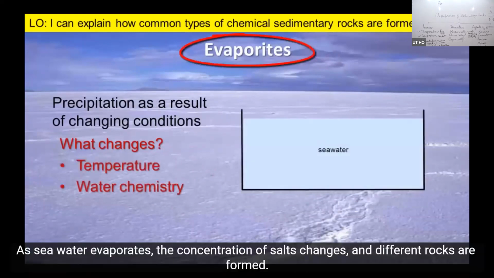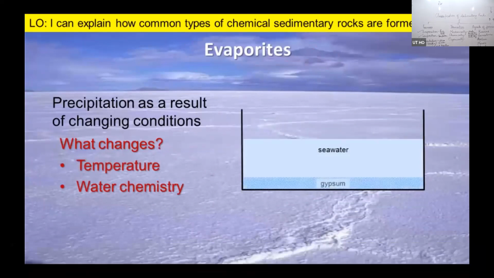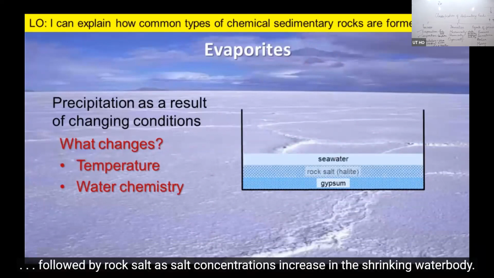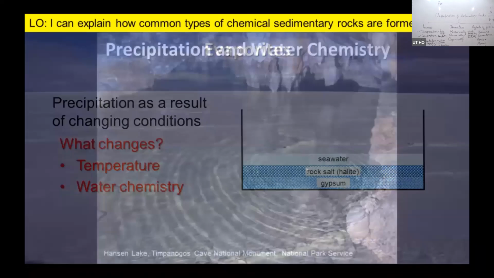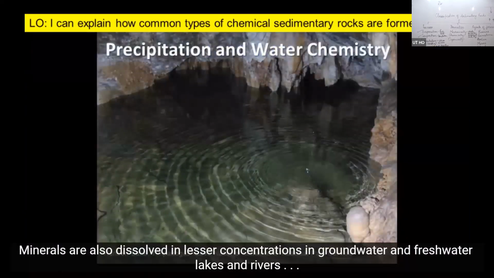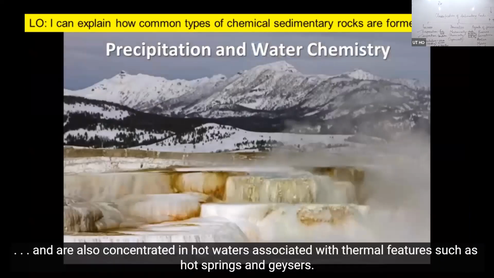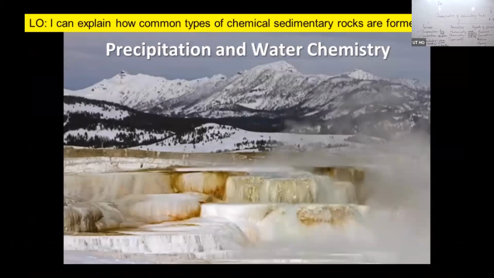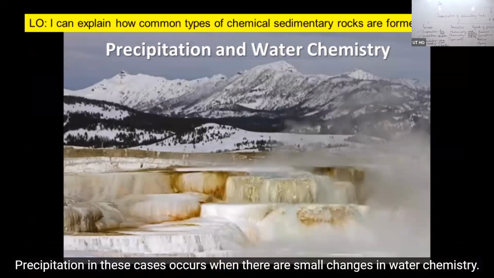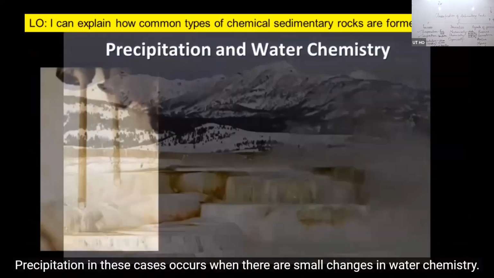As seawater evaporates, the concentration of salts changes and the different rocks are formed. Gypsum will precipitate first, followed by rock salt as salt concentrations increase in the shrinking water body. Minerals are also dissolved in lesser concentrations in groundwater and freshwater lakes and rivers, and are also concentrated in hot waters associated with thermal features such as hot springs and geysers. Precipitation in these cases occurs when there are small changes in water chemistry.